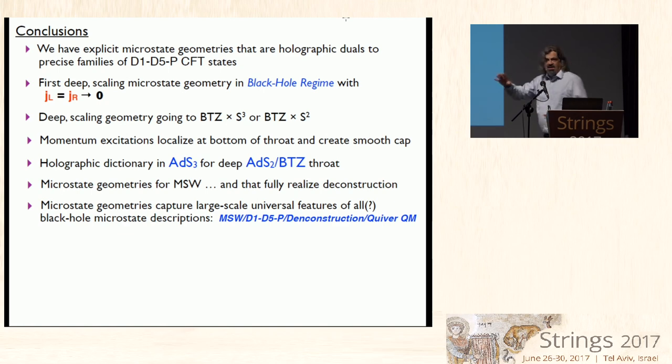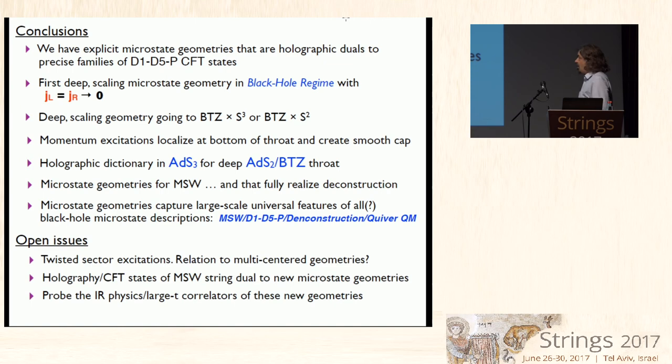So in a sense, what I'm doing here is giving you a universal gravitational picture of what microstate structure does on large coherent scales. There are many open issues in this game.